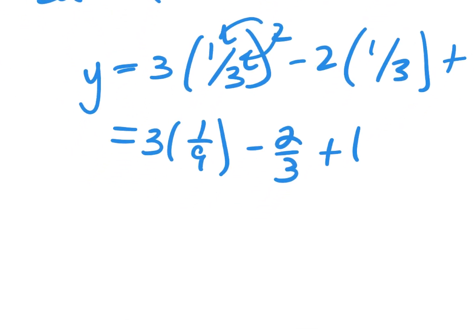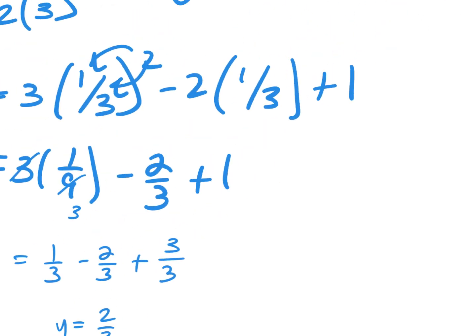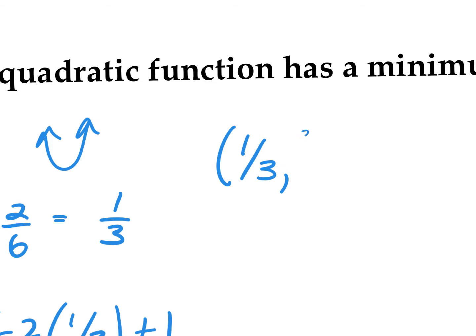Can I simplify here? 3 goes into 3 once. 3 goes into 9 3 times. So you have 1/3 minus 2/3 plus what? 3 over 3. Good. What's 1 minus 2? Negative 1 plus 3. Negative 1 plus 3. So y equals 2 over 3. So your vertex is at 1/3, comma 2/3.